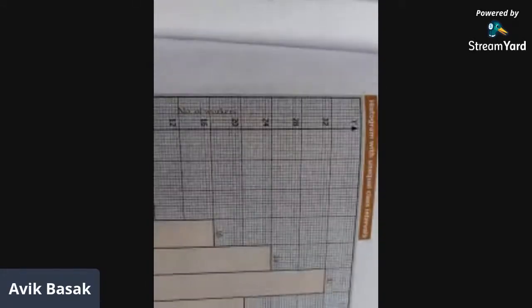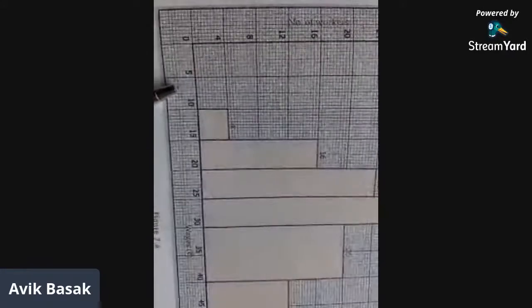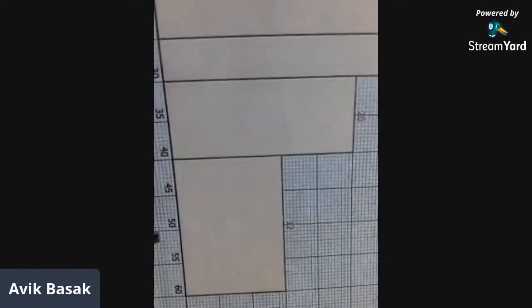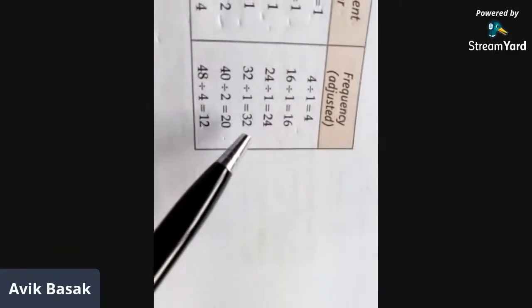Okay, coming to the diagram. What is given here? See students, in the x-axis they are measuring wages, in the y-axis they are measuring number of workers. As I have told, frequency is measured in the y-axis, and class boundary is measured in the x-axis. So they have taken class boundary each 1 centimeter, 5 units: 5, 10, 15, 20, 25, 30, 35, 40, 45, 50, 55, 60. And the number of workers, what was the series? 4, 16, 24, 32, 20, 12.